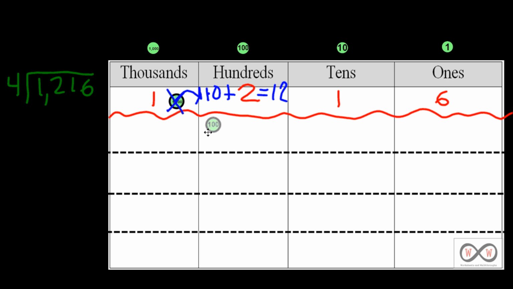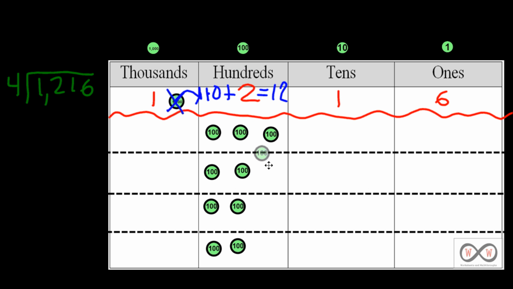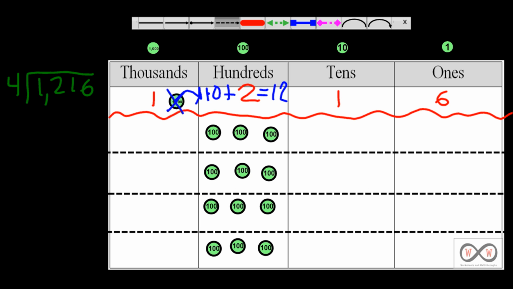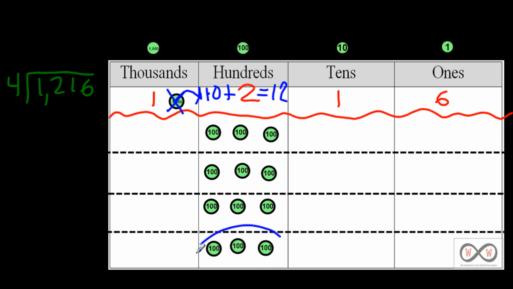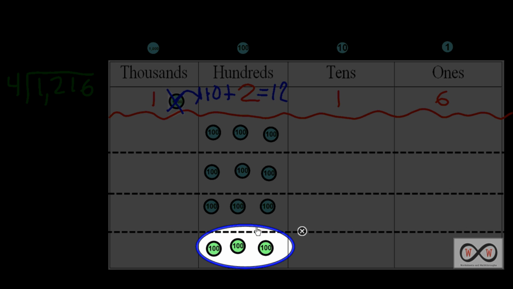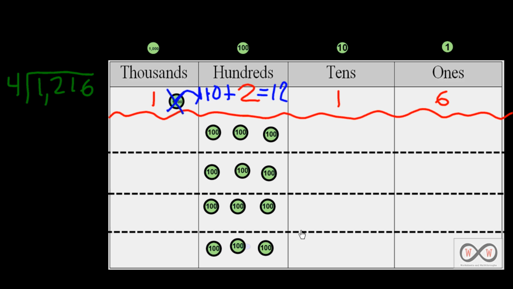Let's see how this works. We have 100, 2, 3, 4, 5, 6, 7, 8, 9, 10, 11, 12 hundreds. So you can see that it's 12 divided by 4, and you can clearly see that we have 3 in each group, or 3 hundreds. So 12 hundreds divided by 4 would be 3 hundreds.